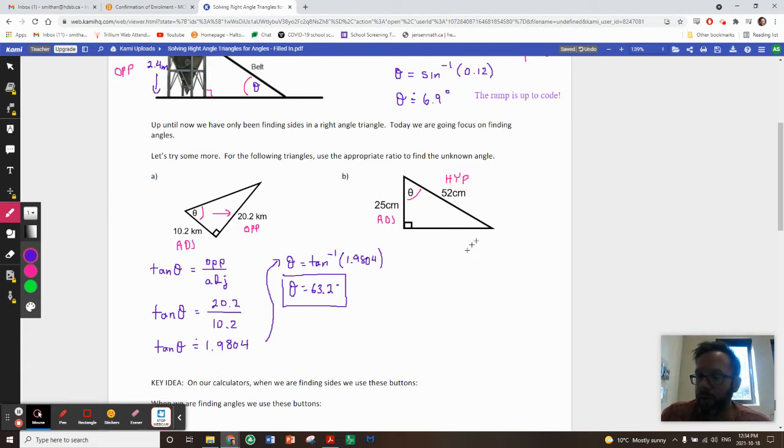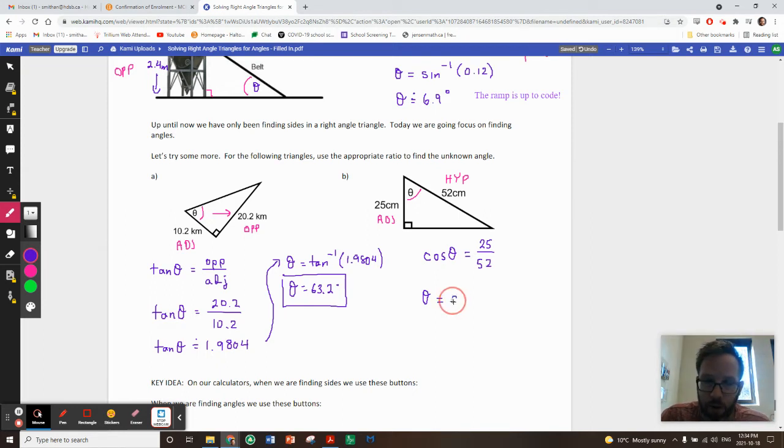So I don't need you to write out cosine is adjacent over hypotenuse all the time. I'm okay if you plug right in. But I want to see what you're plugging in. So the cosine of our angle theta is equal to the adjacent side, 25, over the hypotenuse, 52. And then here's what I would consider minimal work. Show me what you're putting in your calculator.